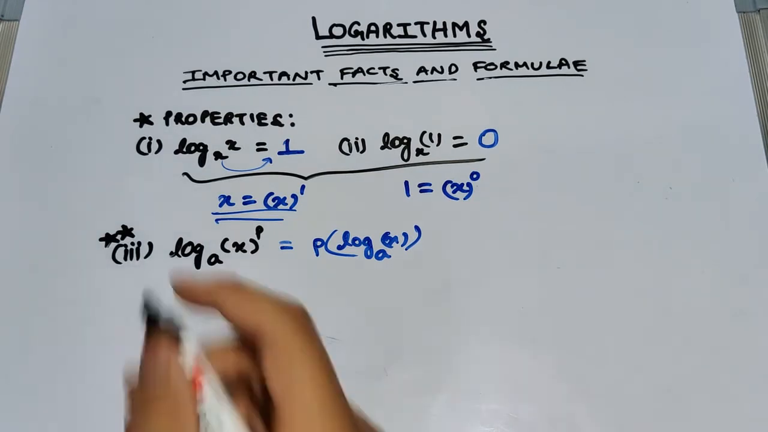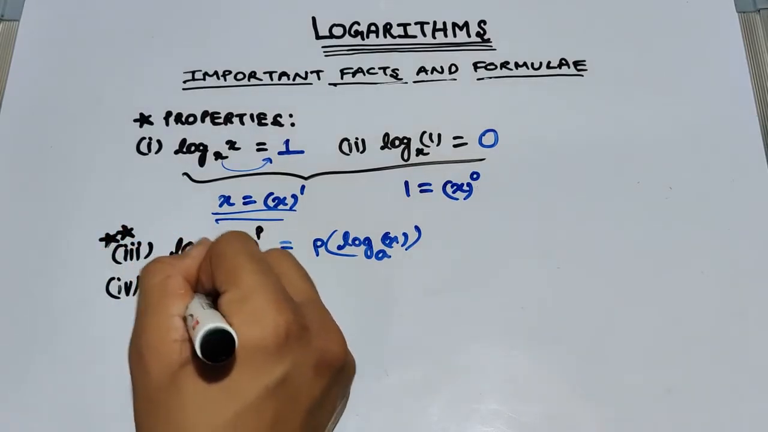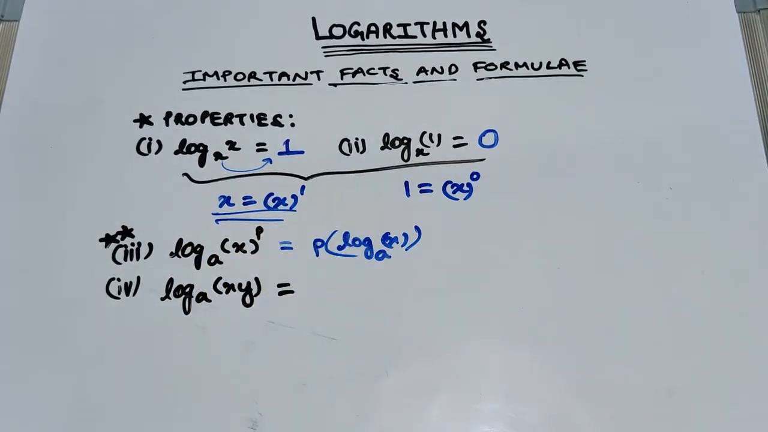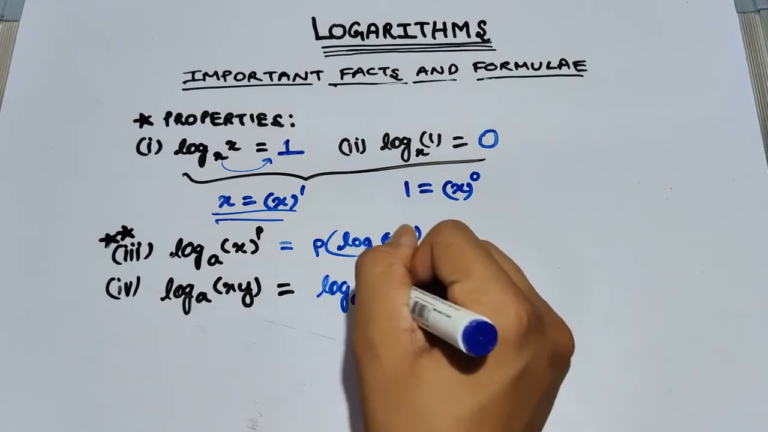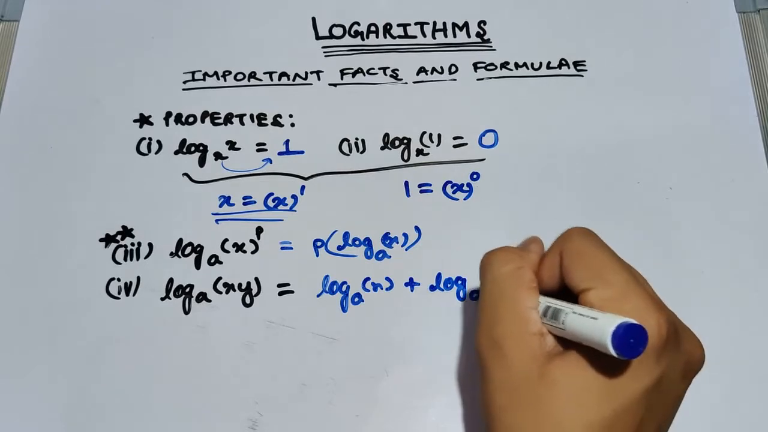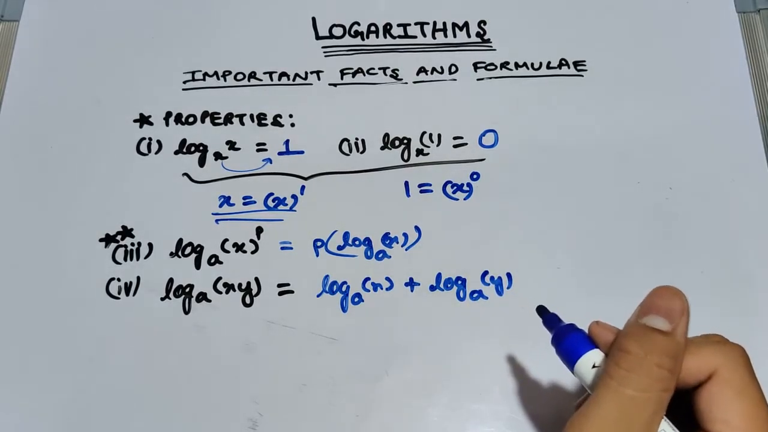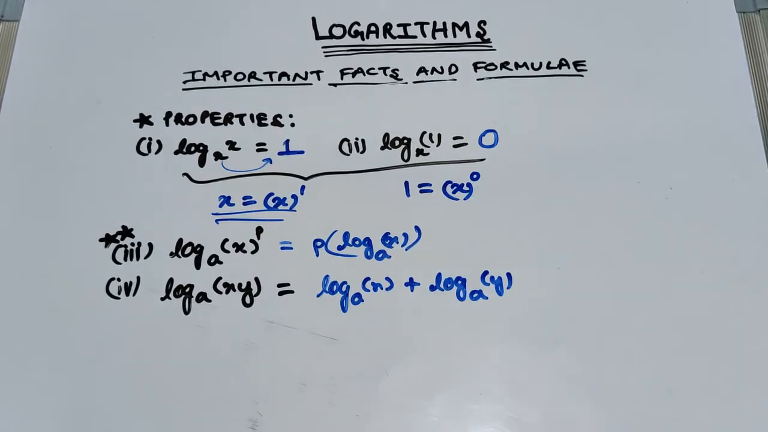Let us look at the next property. This is the multiplication property, that is log of xy base a is equal to, we can simply break it into a sum, log of x base a plus log of y base a. You need to keep all these properties in mind and learn them by heart because they have to be applied with very fast speed while solving the questions. So this will become common sense for you guys, don't worry.